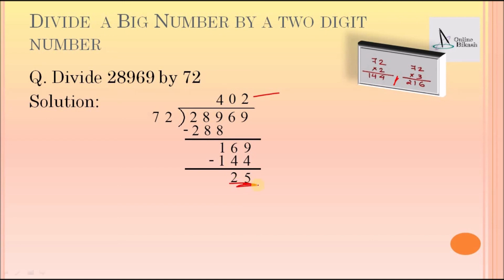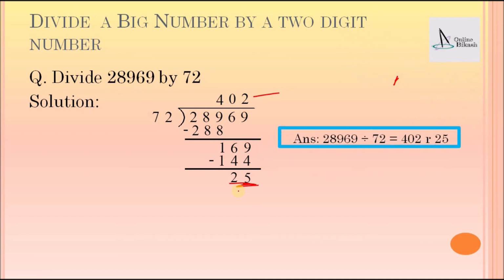So finally our answer is, and one more thing, 25 is smaller than 72. That means you cannot divide this 25 further. So we are correct. So our final answer is this one: 28,969 divided by 72 will give you 402 as the quotient, and the remainder will be 25. Is it clear?